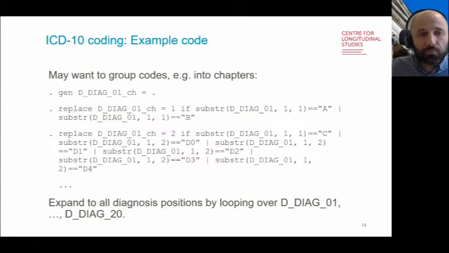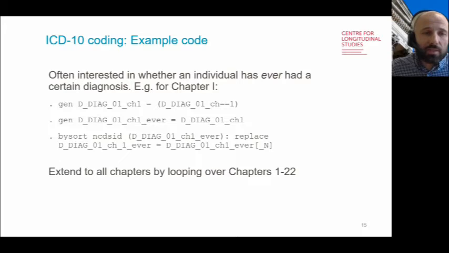So we generate a new variable, replace it with 1 if it's an ICD-10 code that relates to chapter 1. So that's 1 where the first character is A or B, and then replace it with value 2 if it's in chapter 2. So that's if the first character is C, the first 2 characters are D0, etc. So here, as I say, that's just using the first diagnosis code slot, but we could expand it to all of those diagnosis positions by looping over each of those variables. And so that would give us a derived variable at the episode level.